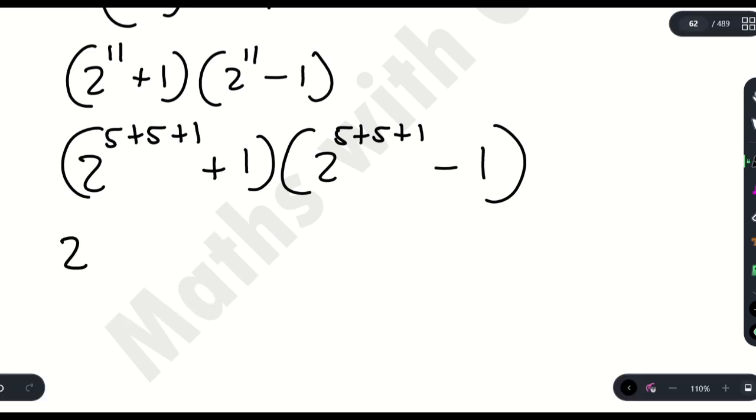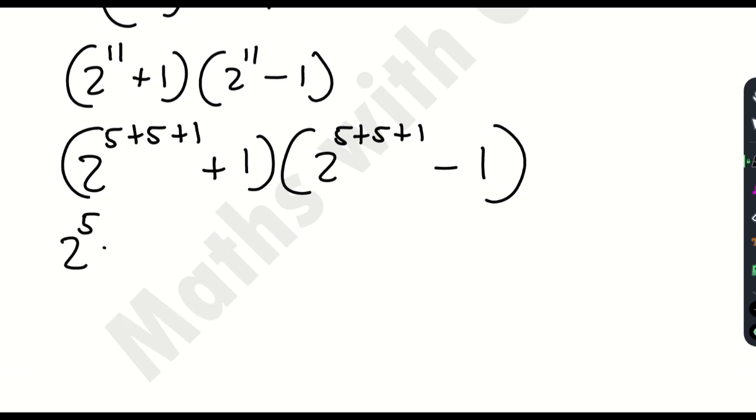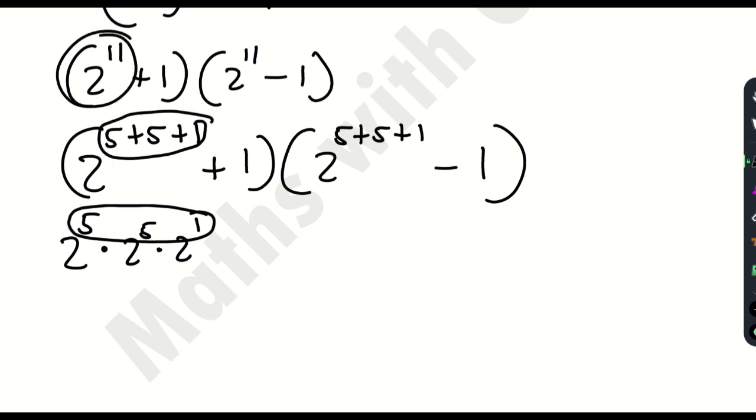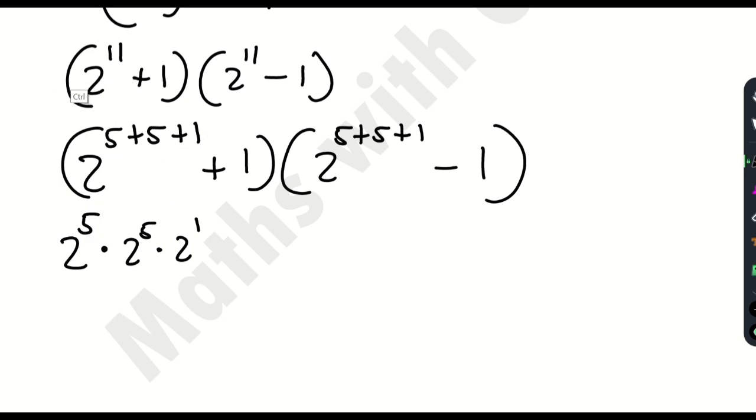It's going to be what? 2 raised to the power 5 times 2 raised to the power 5, then times 2 raised to the power 1. See, they all have the same base. If you want to apply that law of indices, you will have to add the exponents, which is 5 plus 5 plus 1, and that gives you back 2 raised to the power 11. Can you see the way we are playing around these numbers? Just to make our working easier.